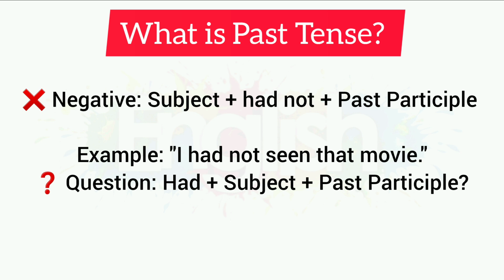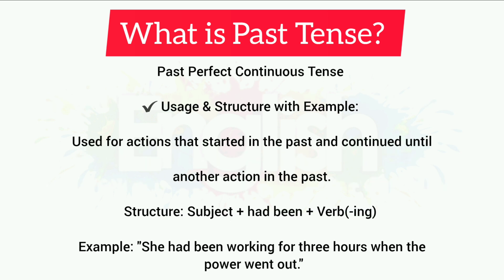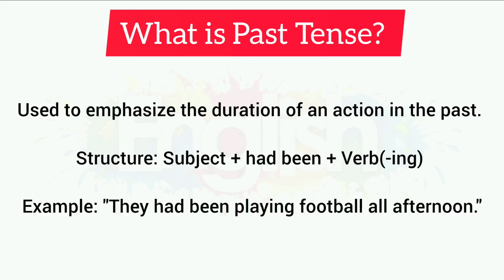Past perfect continuous tense. Usage and structure with example. Used for actions that started in the past and continued until another action in the past. Structure: subject plus had been plus verb, ing. Example: she had been working for 3 hours when the power went out. Used to emphasize the duration of an action in the past. Structure: subject plus had been plus verb, ing. Example: they had been playing football all afternoon.